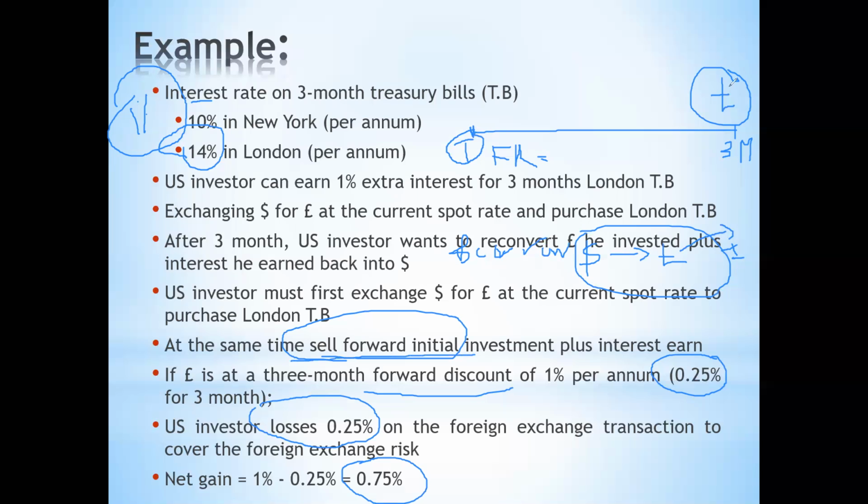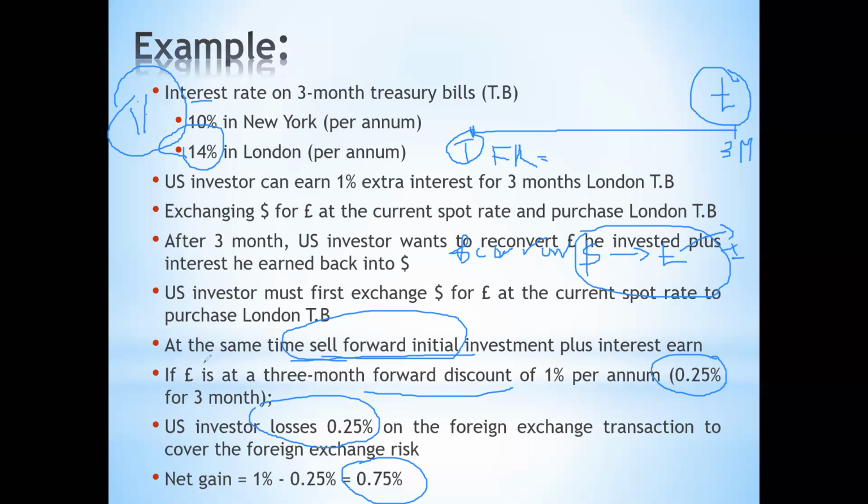At the end of the 3 months, you tell your bank, I am going to sell this much of pounds to the bank at this rate. That is what we call the forward rate, right? Normally, when we have a high interest rate currency, that currency is normally set at a forward discount rate.